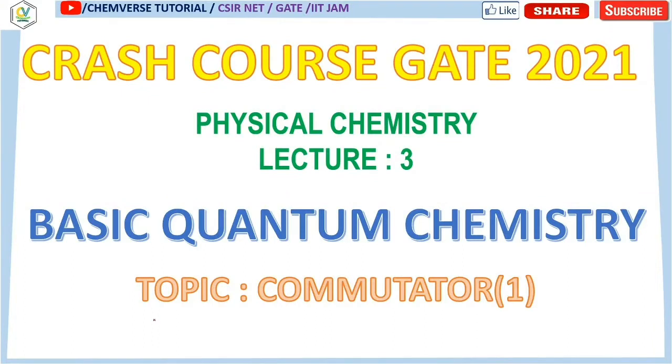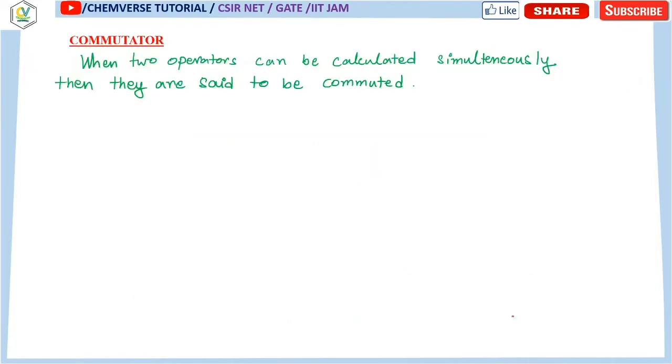This is the crash course for GATE 2021 and it's another physical chemistry lecture. It's basically the third lecture on quantum chemistry, and over here we are going to start the topic commutator. This is the first lecture on commutators where I am going to give you some basic formulas, and in the second lecture we will be solving some previous year's questions regarding this topic. So that will be much helpful for you. So without further ado, I am going to start today's lecture.